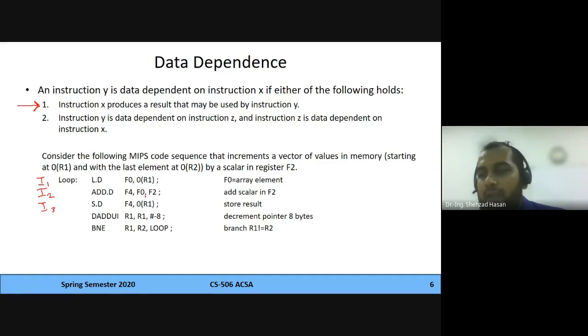Okay, so we can see here that I1 or load is producing a result, and I2, which is add, is using that result. So I would say I2 is dependent on I1 because of F0, right? This makes sense because you are using F0 and this is producing F0. So you're also specifying why it is dependent. Okay, so this is one example that I2 is dependent on I1. Any other?